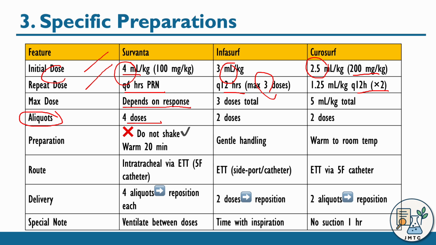Bakit may aliquots for a surfactant therapy? Because the surfactant is being given into a baby, into a very small neonatal airway. If you give the entire dose in one push, pwedeng mabara ang airway, pwedeng biglang bumaba ang oxygen, pwedeng magkaroon ng bradycardia.